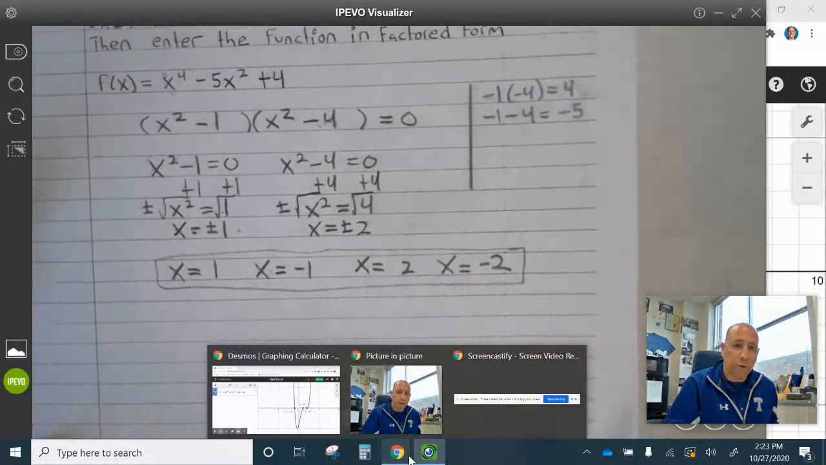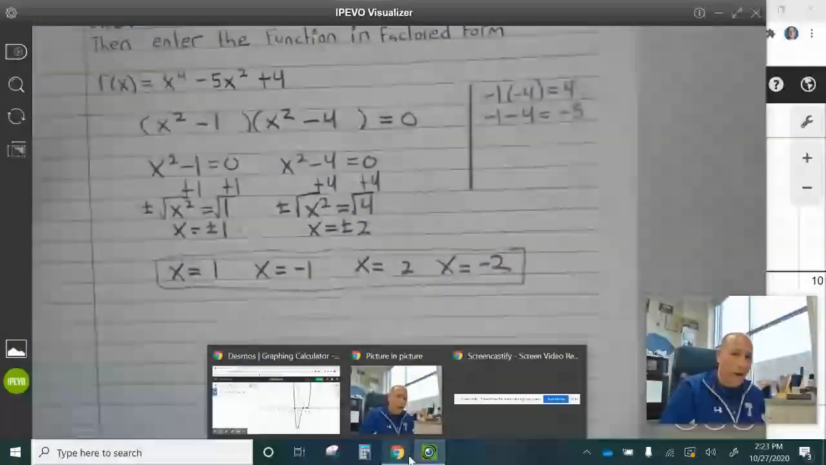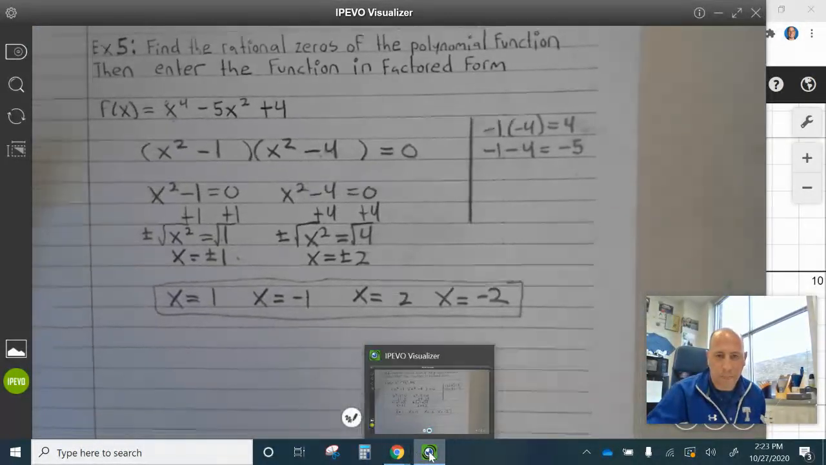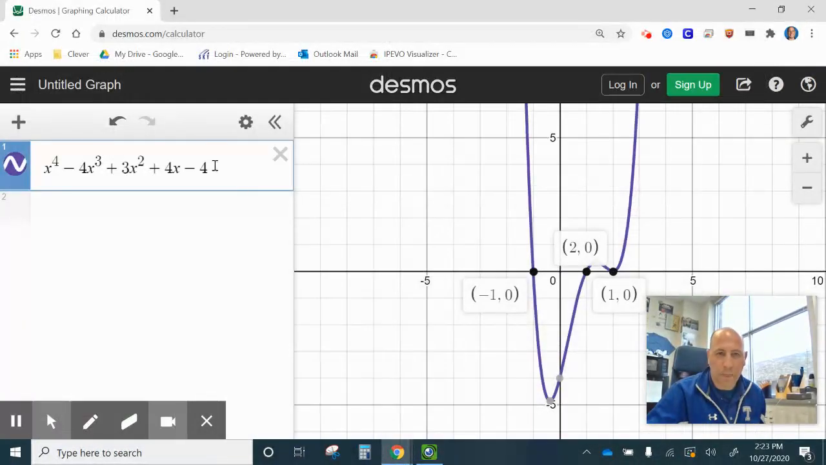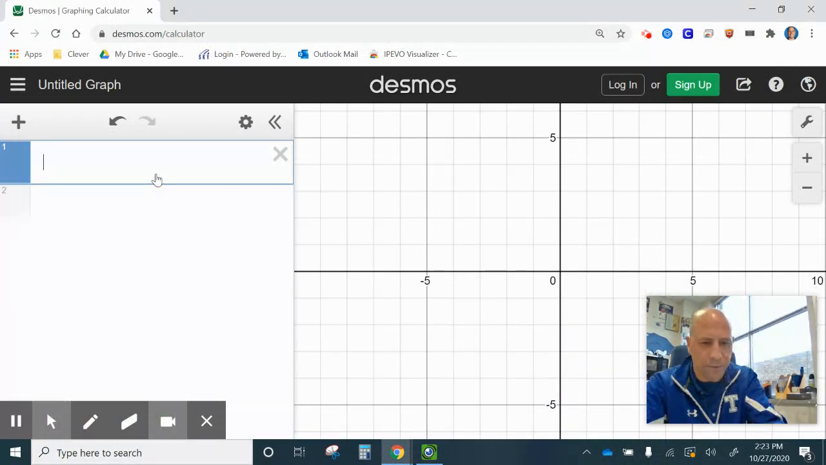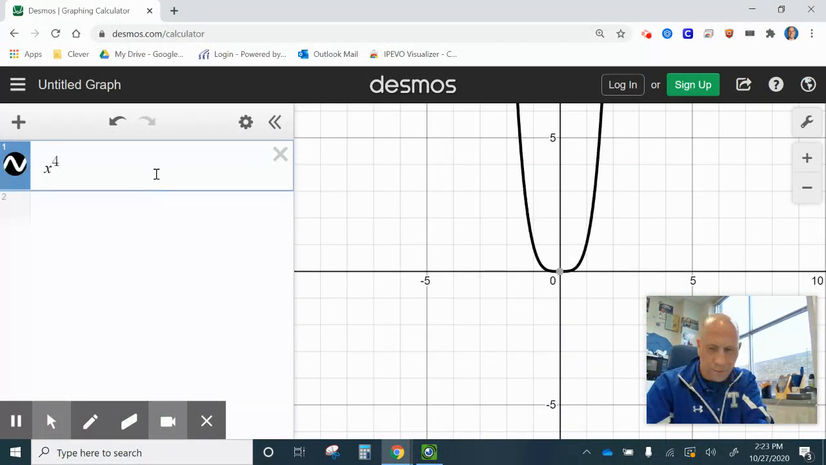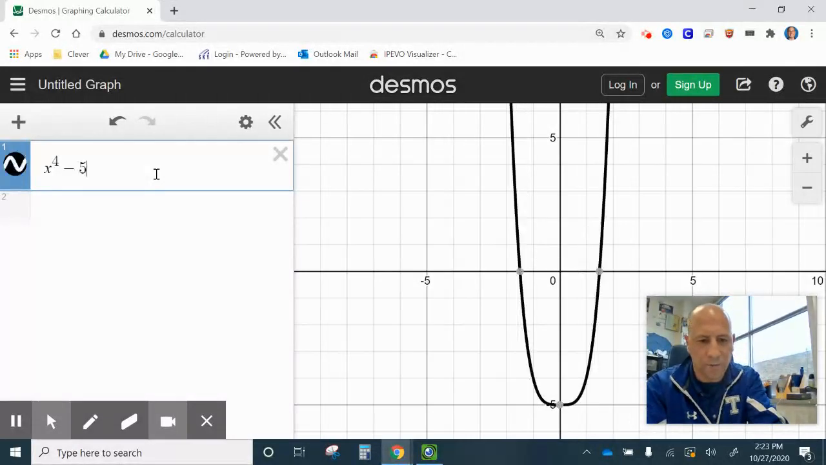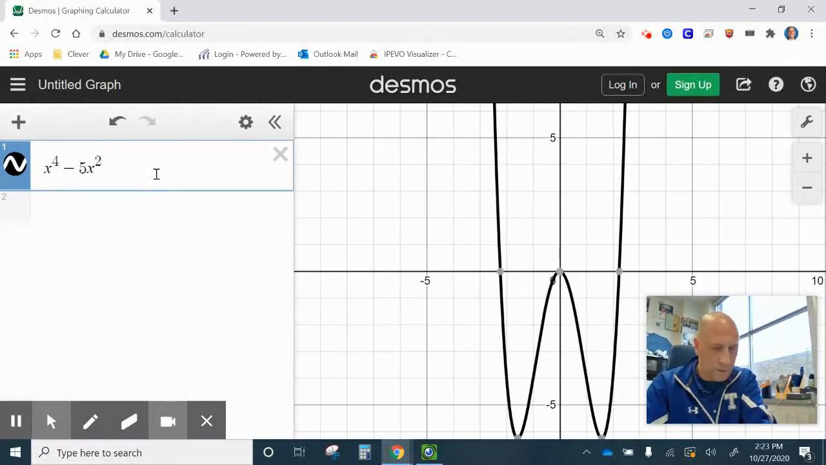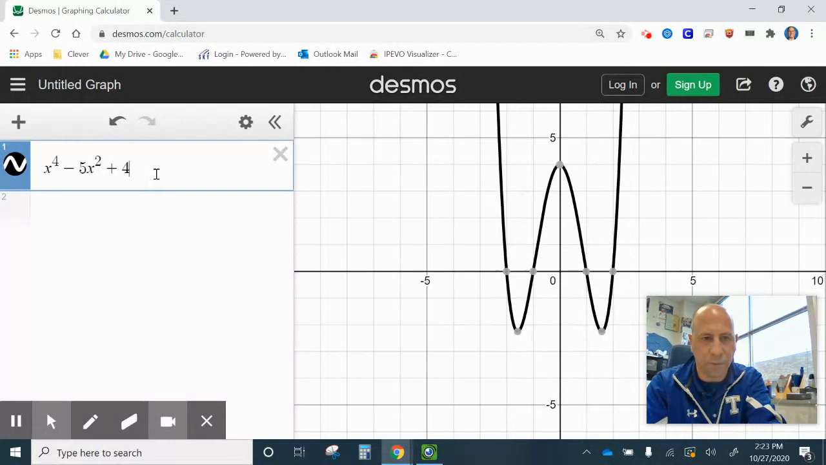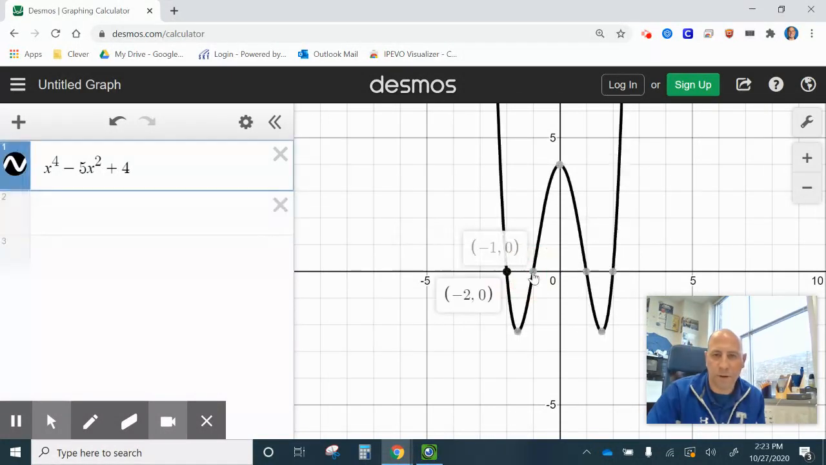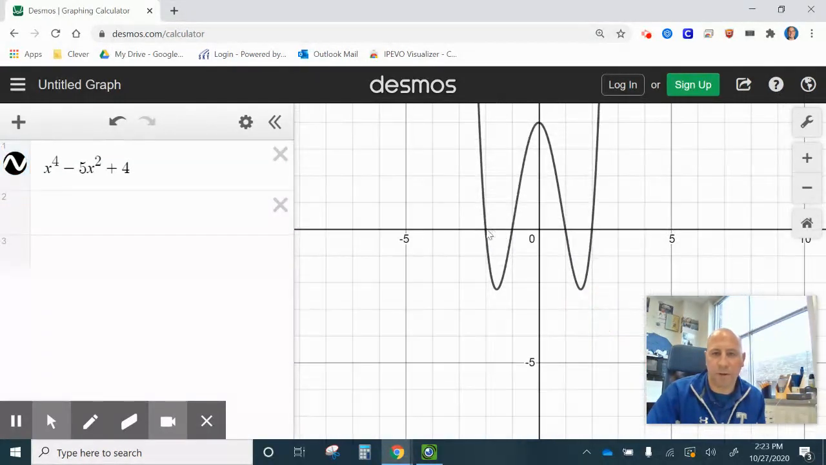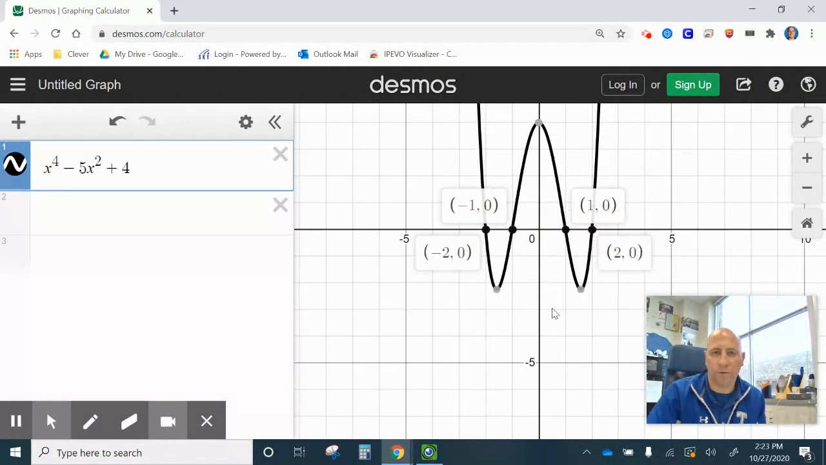Now, you can actually graph this to verify that. So let's do that. Okay? So let's graph x to the 4th minus 5x squared plus 4. And let's check. Negative 2, good. Negative 1, 1, and 2. And let's do it again. And there you go. There are your solutions.